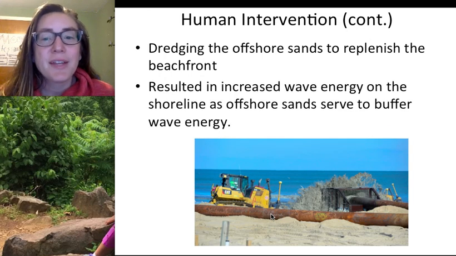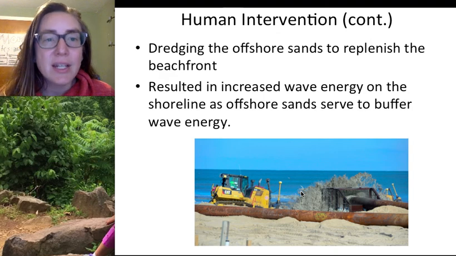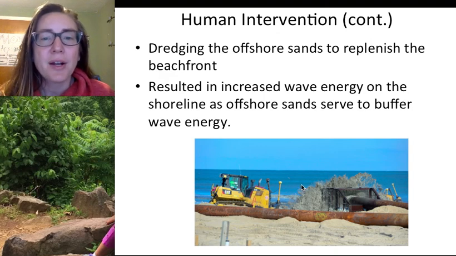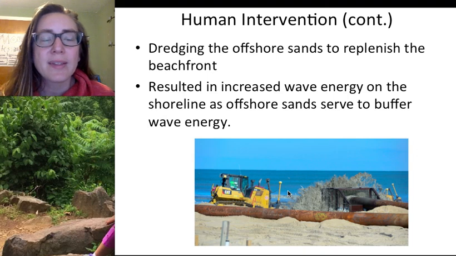As a result, if you are digging up sand from out here in the ocean, it's going to, again, make it so that it's going to have an increase of wave energy. You're not going to have that kind of slow roll. You're going to have much more variable dynamic waves that can bring with it a lot more potential to destroy the barrier island.